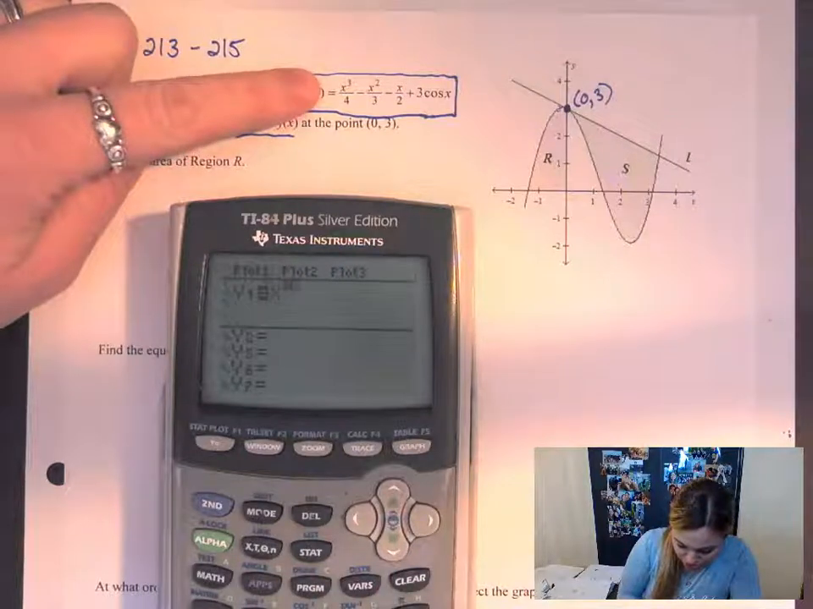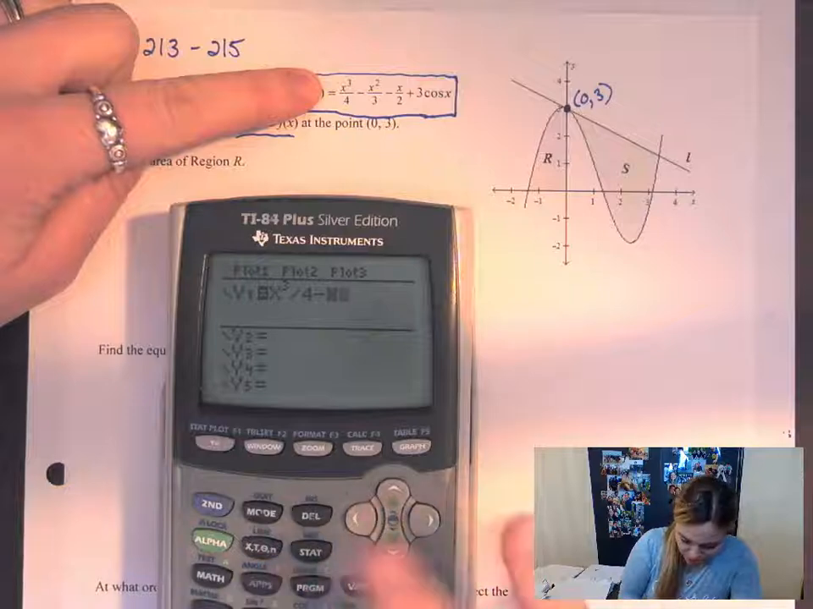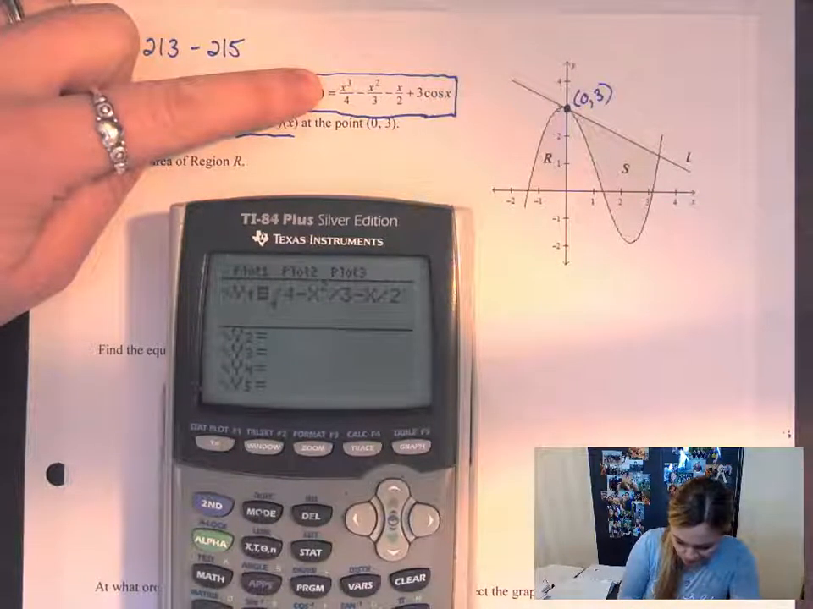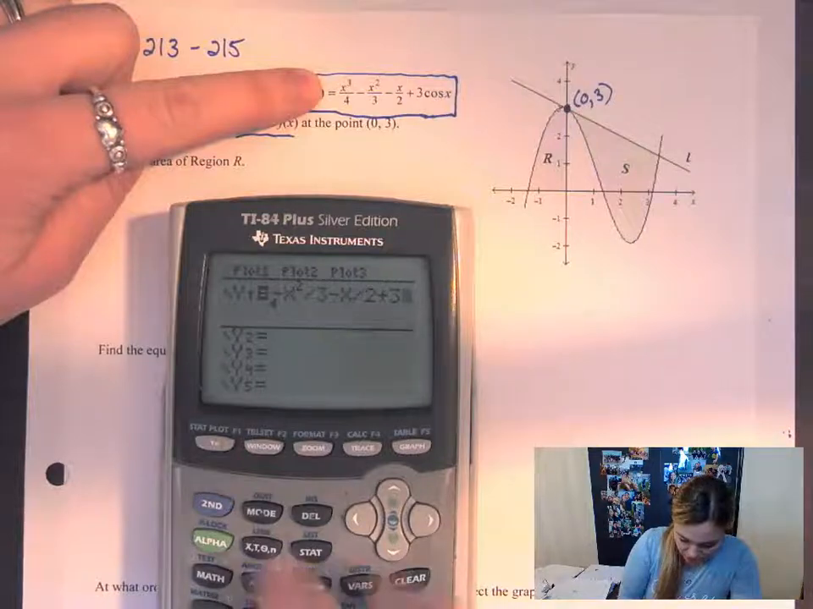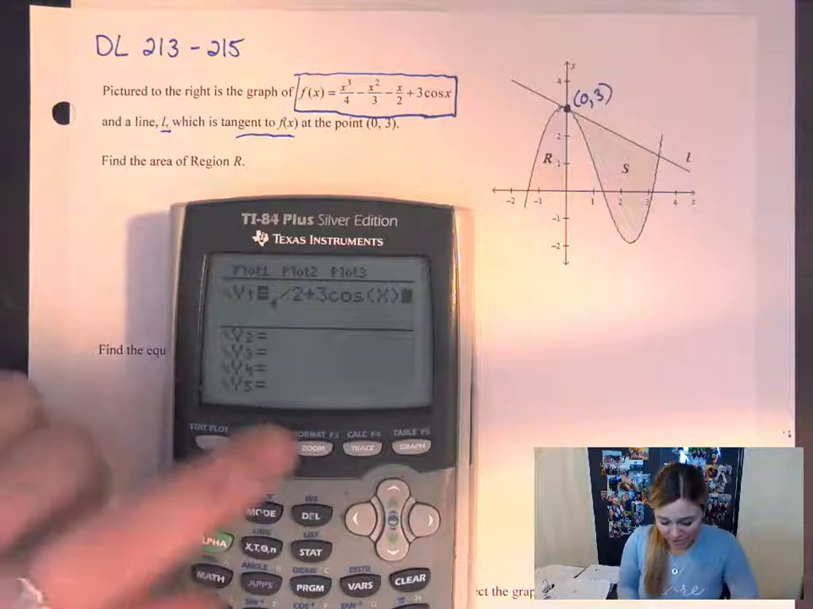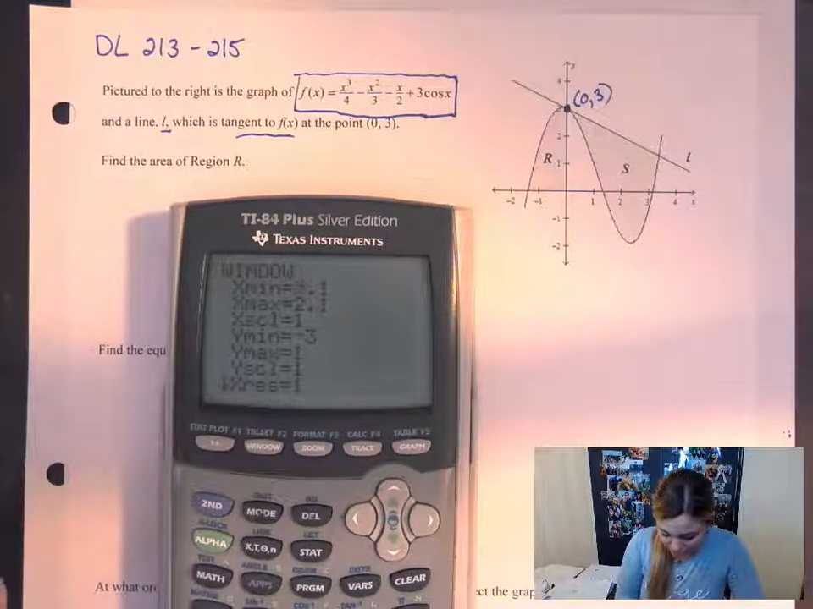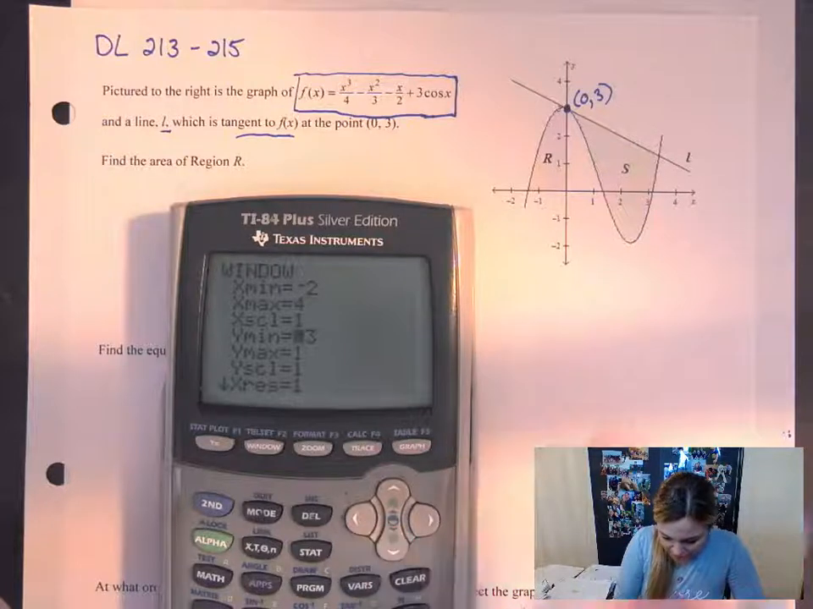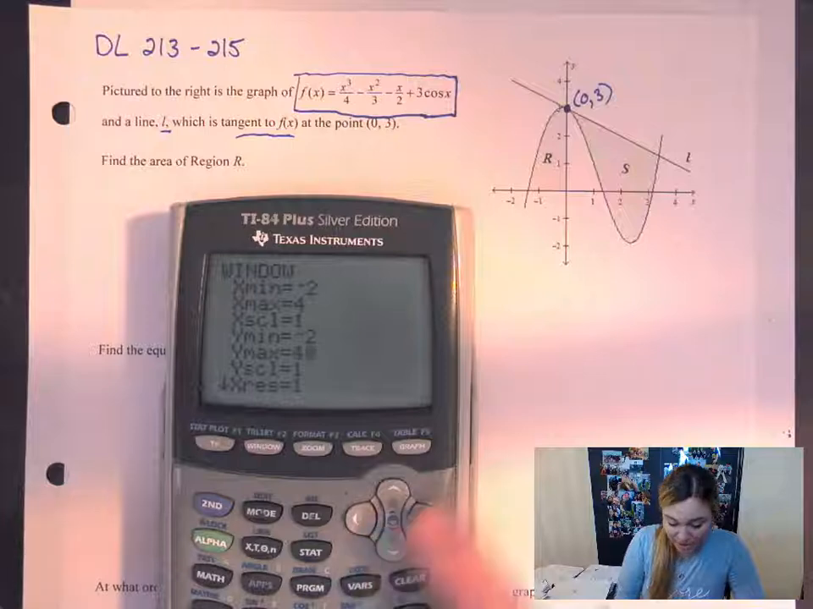So x cubed divided by 4, x squared divided by 3, minus x over 2, plus 3 cosine of x. And just to make sure I'm on the right page, if I want to change my window, I'm going to change this to -2 to +4. And then down here I've got -2 as my y min to my y max of 4.